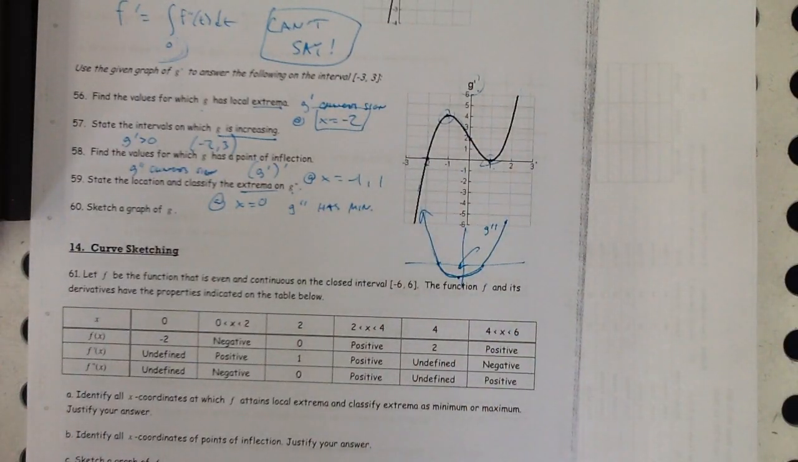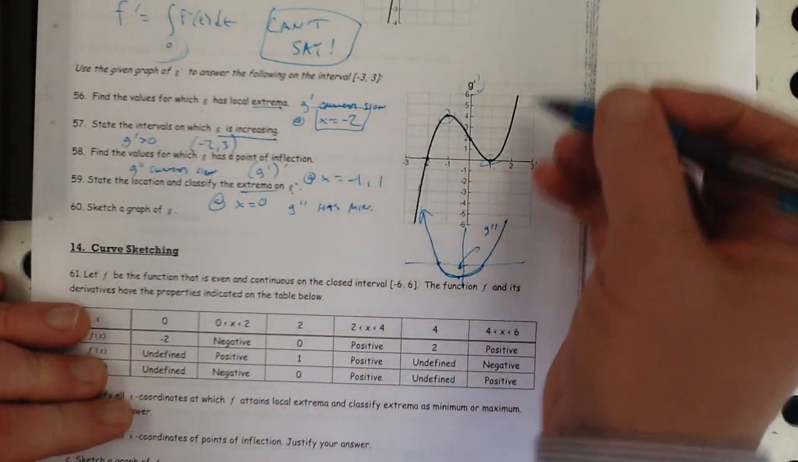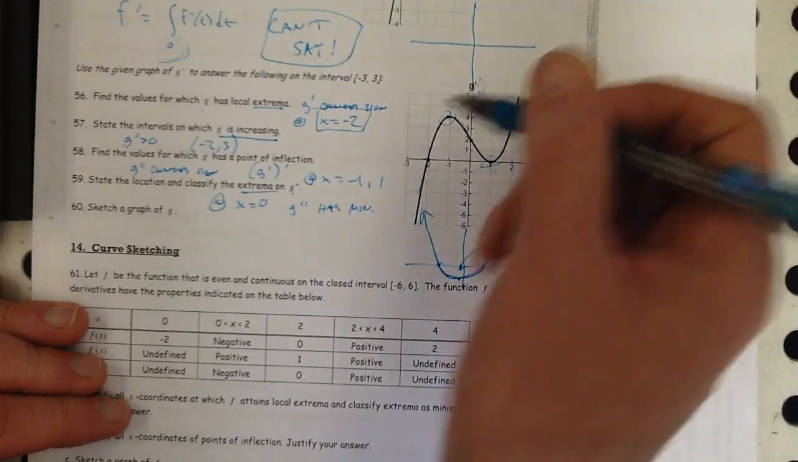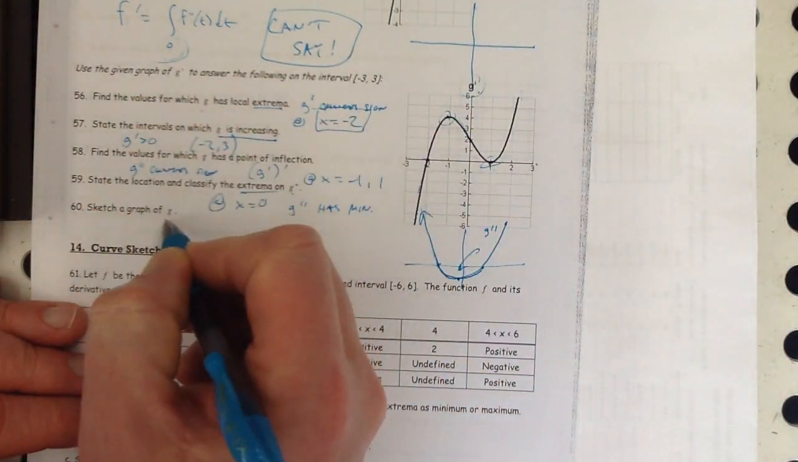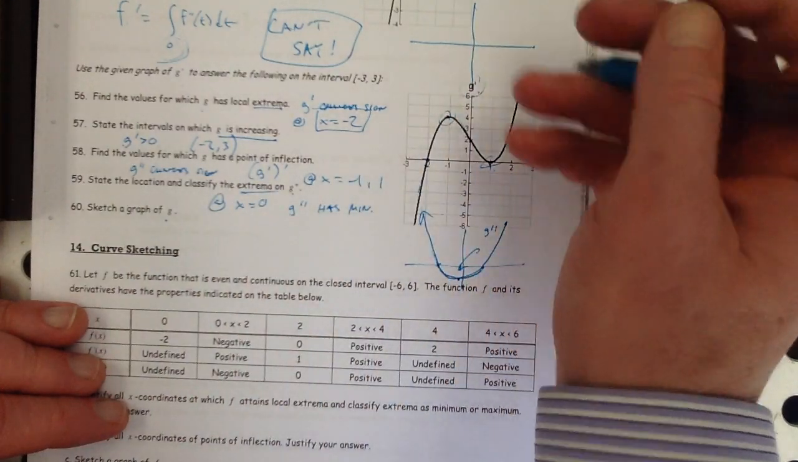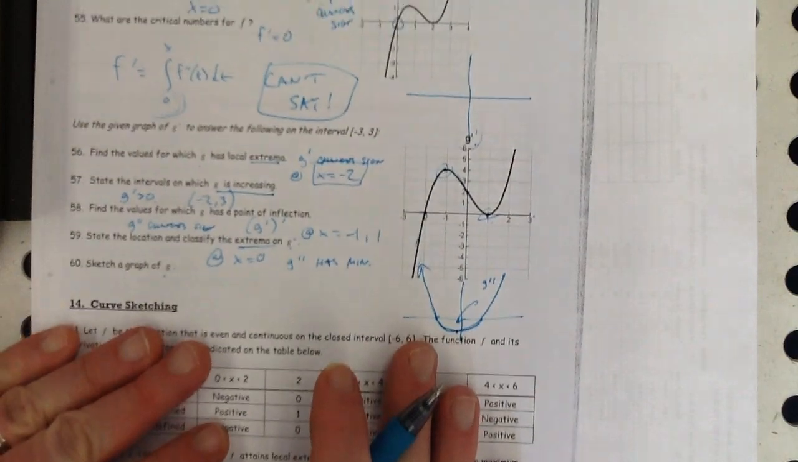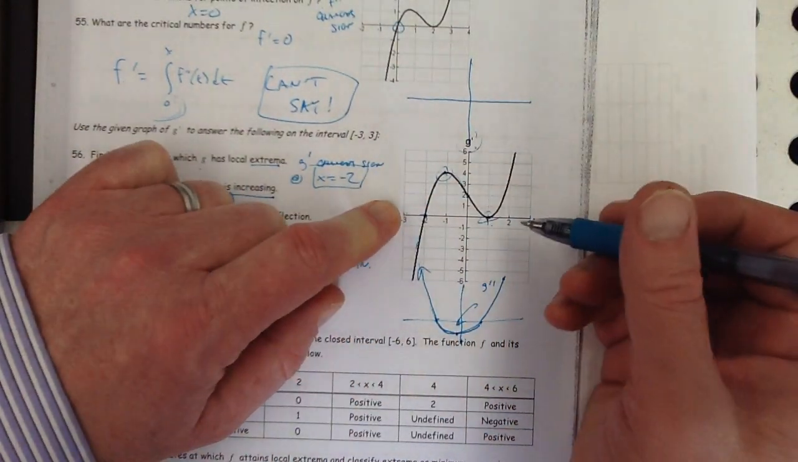And then they want me to sketch a graph of g. Okay, getting back to g, I'll put that up here. Now, I don't have any information about a point that the g function has to go through. So I'm going to sketch it, but if you sketch something very similar and moved up or down, that's fine. I don't have any information about the plus C. So there you go.